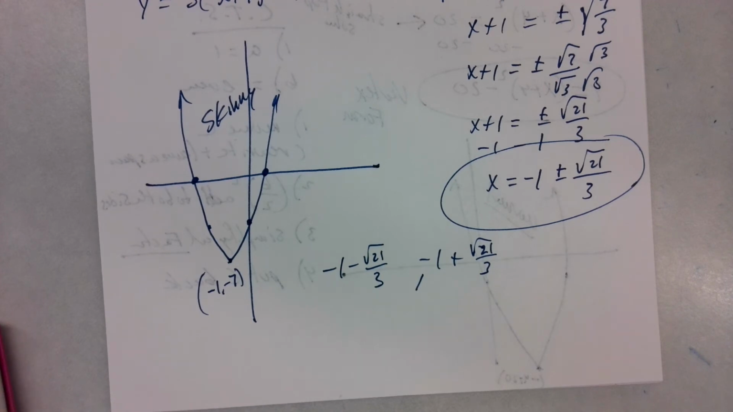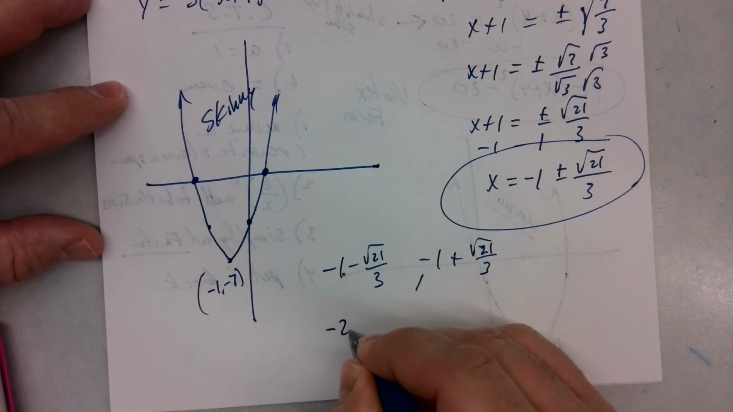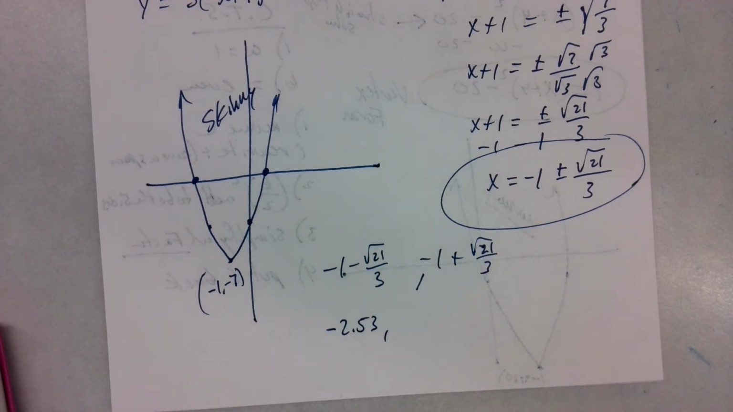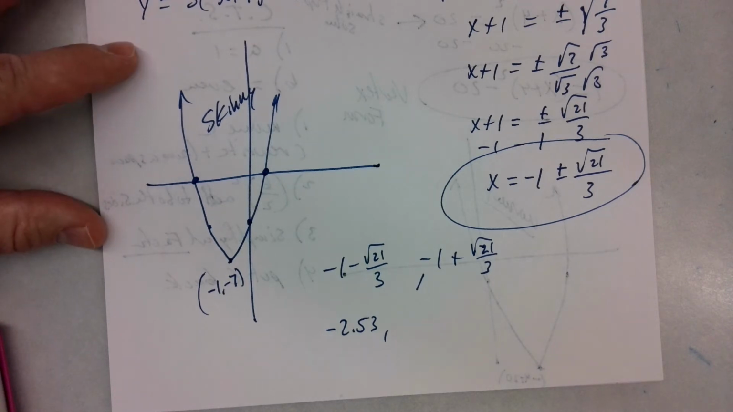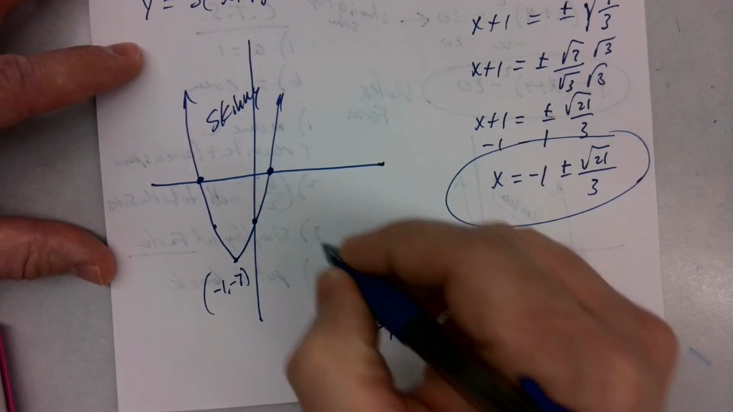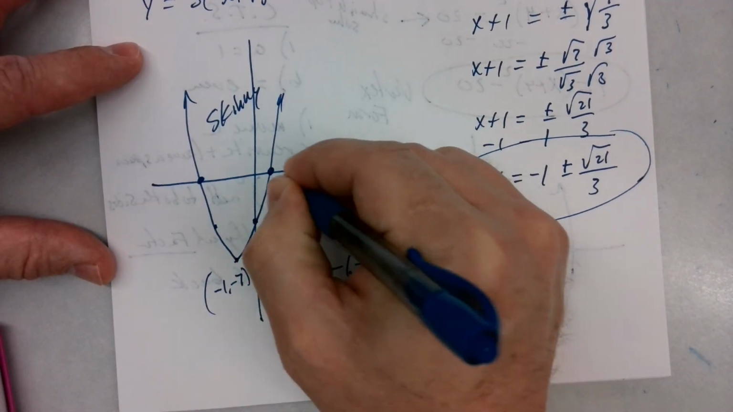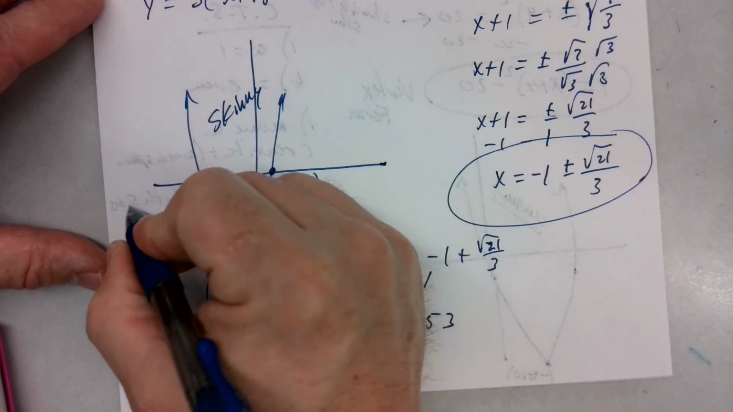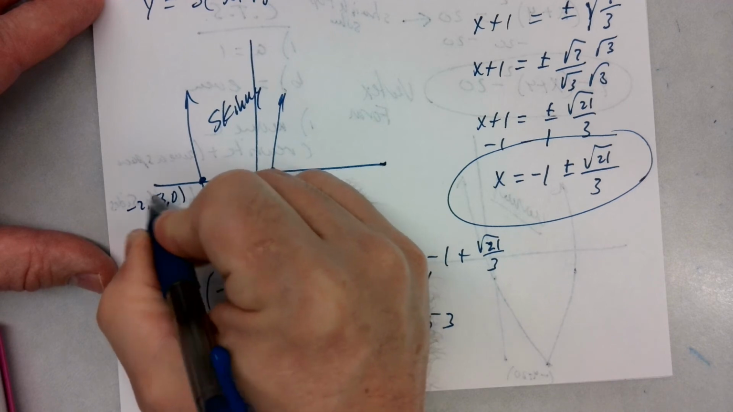So let's see, I'm going to go negative 1 minus parentheses the square root of 21. Divide 3, enter. I got negative 2.53. And negative 1 plus the square root of 21, right arrow, divide 3. And I got 0.53. So that'd be 0.53 and 0, and this would be negative 2.53 and 0.